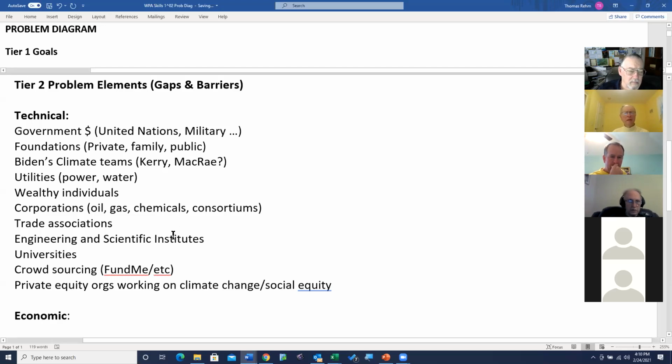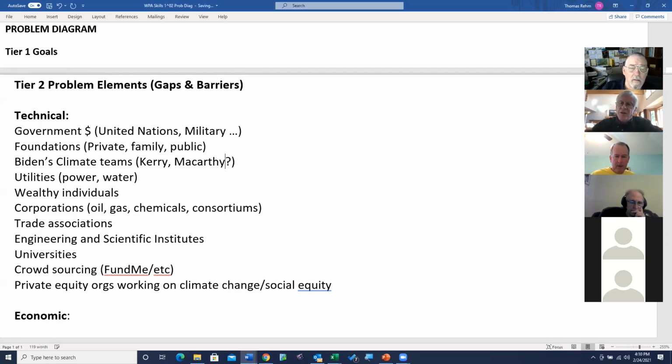Can that be put under government? Maybe it's McCarthy. Gina McCarthy is heading up the coordination of Biden's climate team. Gina McCarthy, she used to be Secretary of the Interior under Biden.